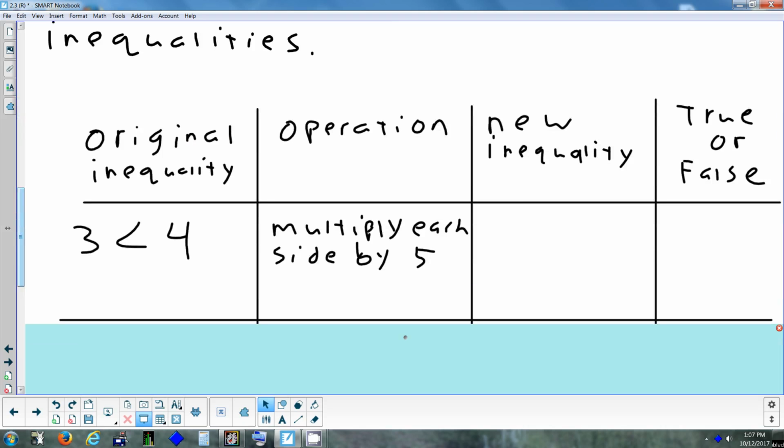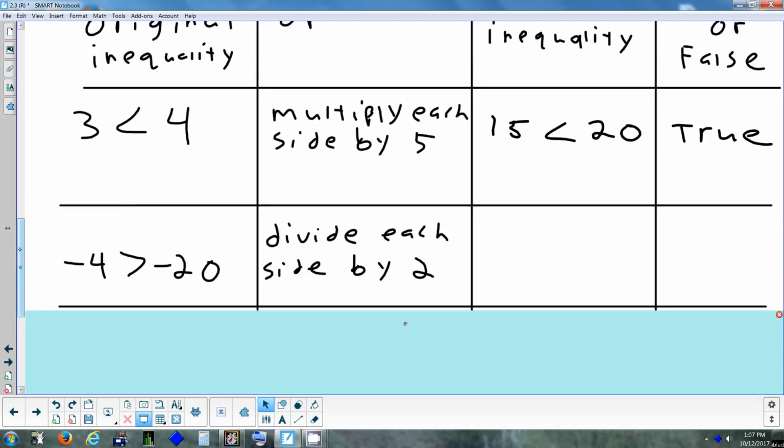Now, I'm going to take each side of that and multiply it by 5. Noah, what's 3 times 5? 15. So we get 15. And what's 4 times 5? 20. Good. How about Connor? You think 15 is less than 20? Yeah. So would you say that's true? Yeah, good job. That's true. So it looks like if we multiply both sides by a number, everything's okay. Let's try this one.